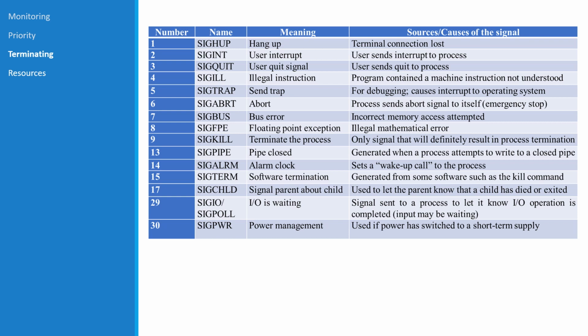So here is the list of signals that we can send to a process when we use the kill command. By default, when you send the kill command, it'll use the SIGHUP signal, right? So terminal connection lost. But you can send other signals as well, and depending on how you want that process to kill itself, you can send various different types of kill commands.